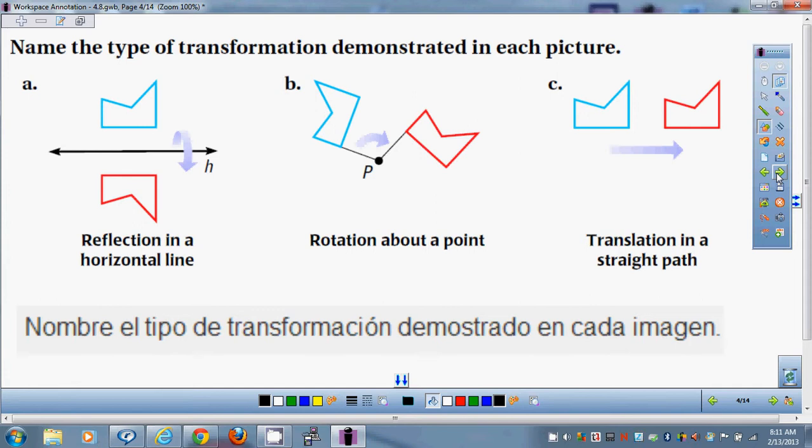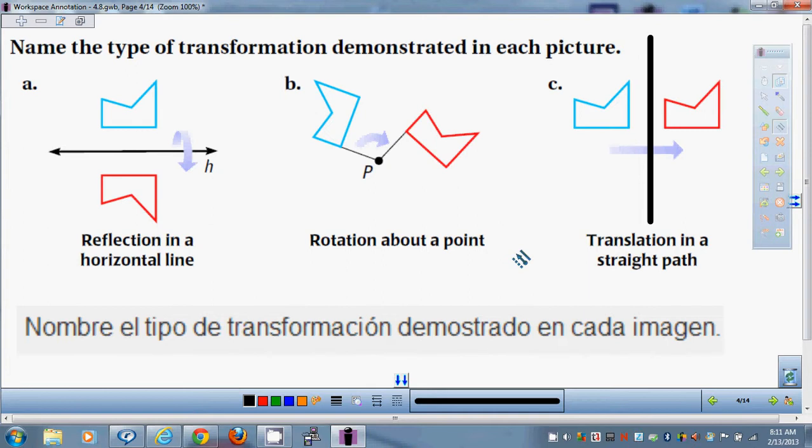Just shifted. Now let me ask you this. Let's say we didn't know that was a translation, and they said, here's a line. How do we know that's a translation and not a reflection? Somebody raise your hand and tell me. How do I know that's a translation and not a reflection? Elon.